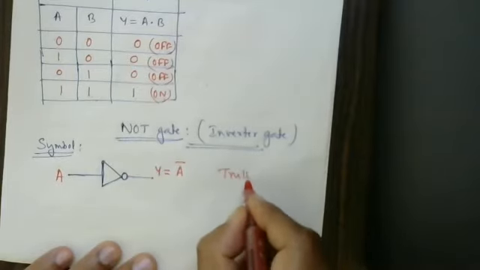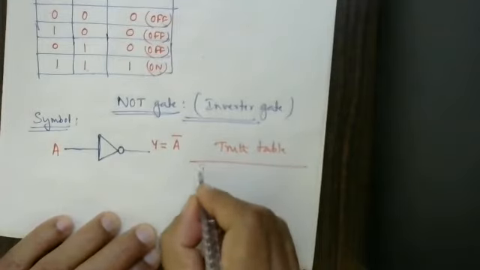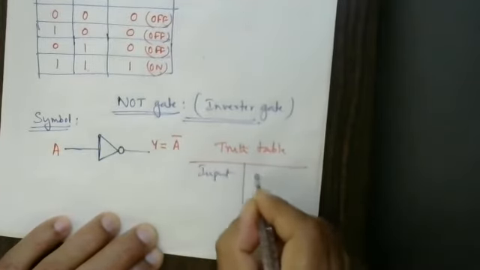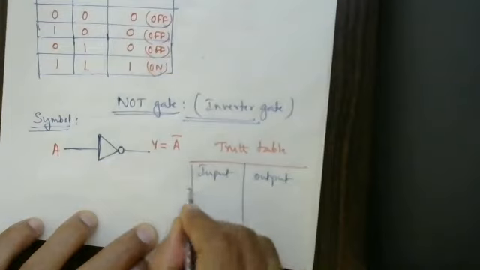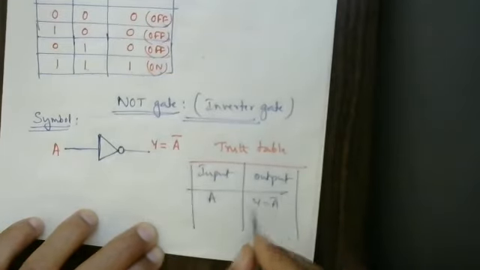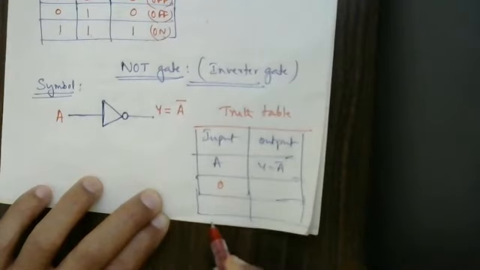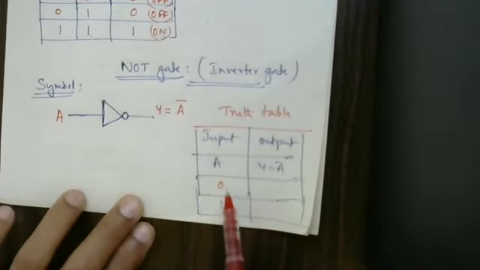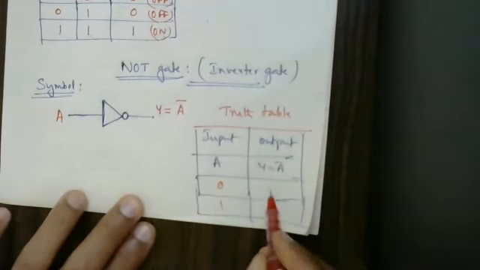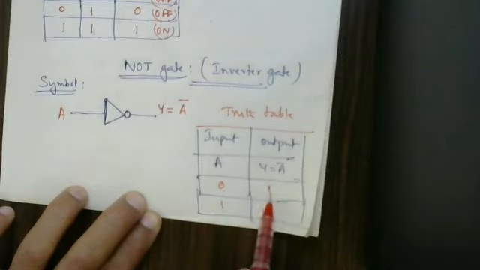What is the truth table here? How to write the truth table? There is input and there is output. Input, there is only one. Output, Y is equal to A bar. This contains only two options: A is 0 or A is 1. If you give 0, it will work as 1. If you give 1, it works as 0. If you don't give any input, output is 1.